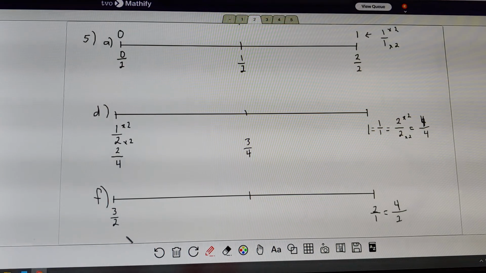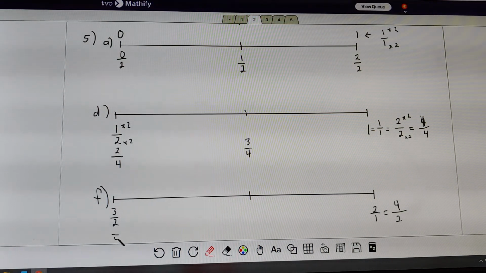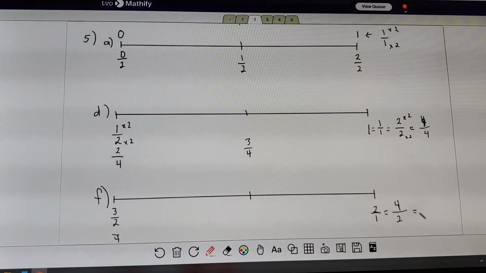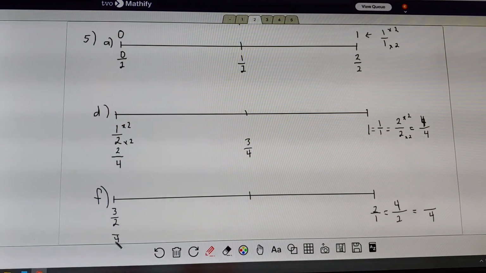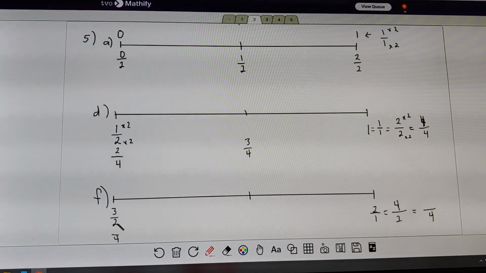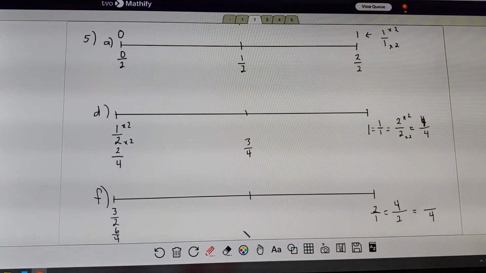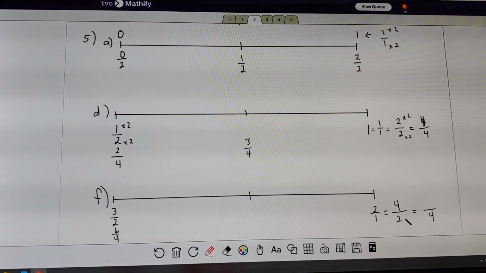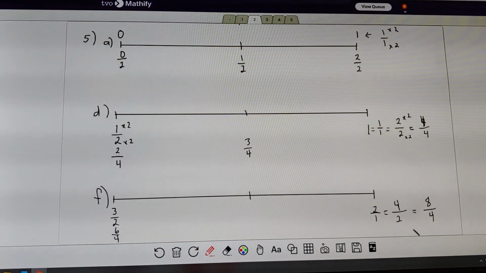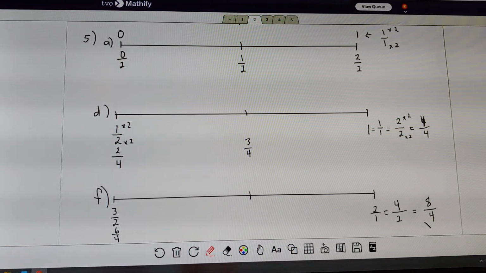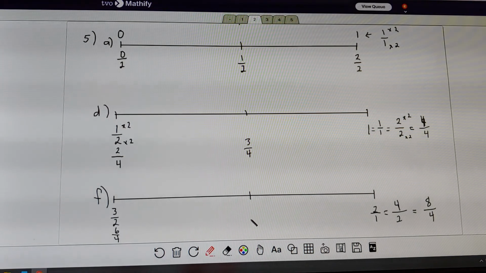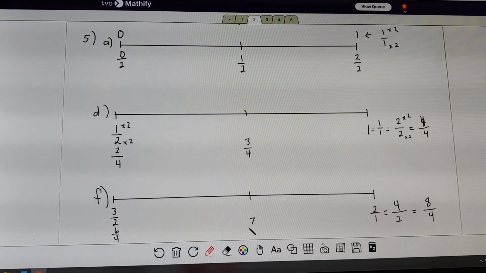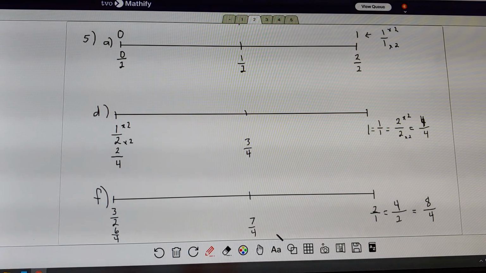So I'm putting another space in. To do that, I have to double the size of my denominator. So we're finding fractions over 4 now. 2 times 2 is 4. 3 times 2 is 6. So that's 6/4. This times 2 is 4, times 2 is 8/4. So now, what's between 6/4 and 8/4? Well, that's right. You did it. 7/4.